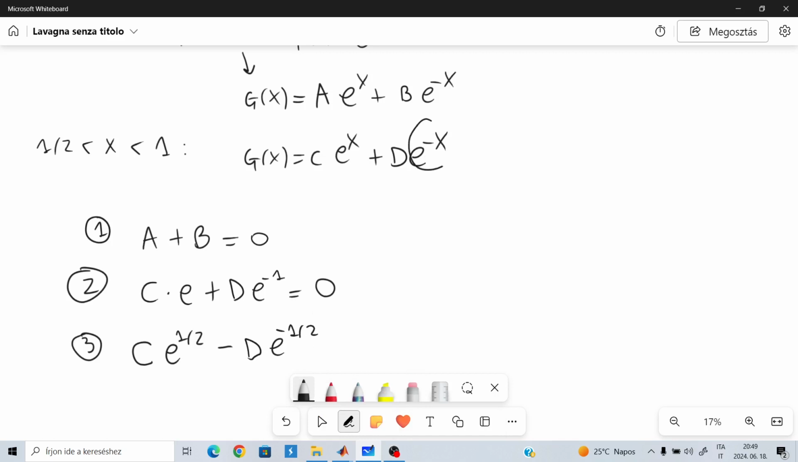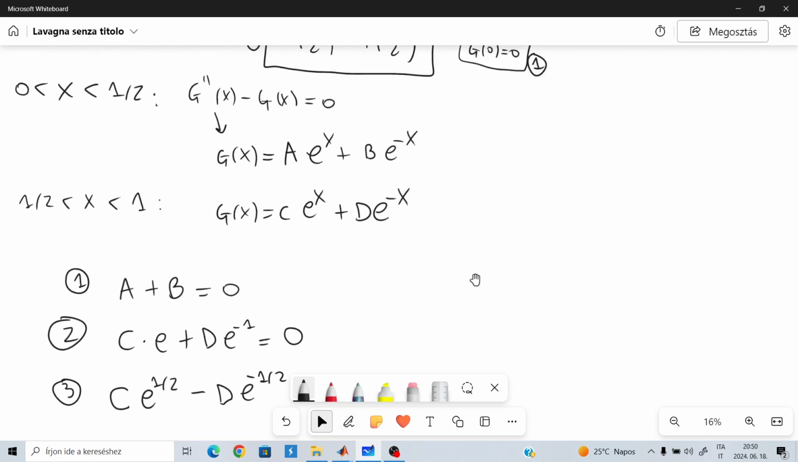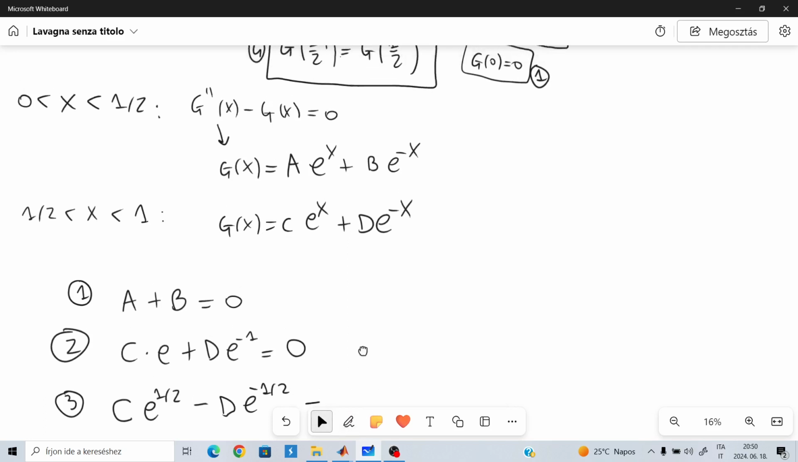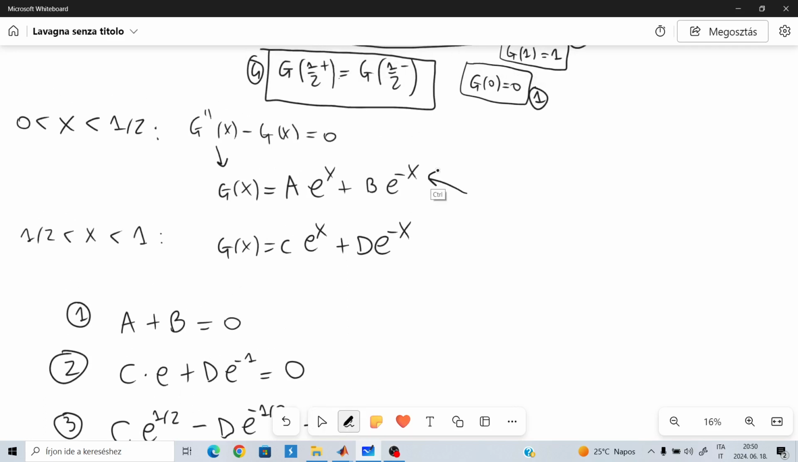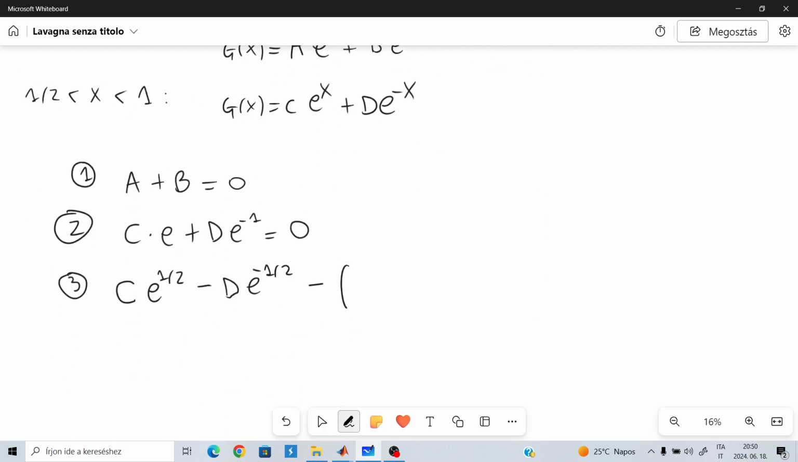So if we evaluate it at 1/2, then we have to subtract g prime at 1/2 minus. So 1/2 minus must be considered in this interval here. So we have to take the derivative of this. So you have a e to the 1/2 minus, due to the derivative, b e to the minus 1/2. And this should be set equal to 1, like this.